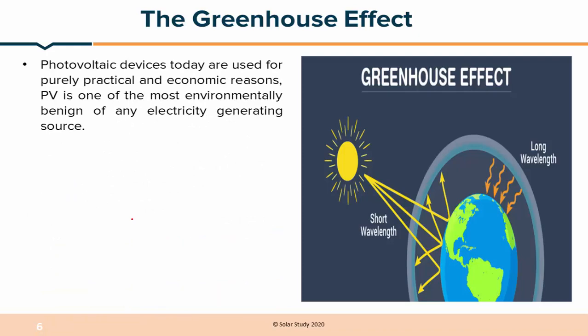Photovoltaic has been used because it is easy to convert, it is very renewable, and it is economically reasonable. Now photovoltaics are mostly used for converting to electrical energy.